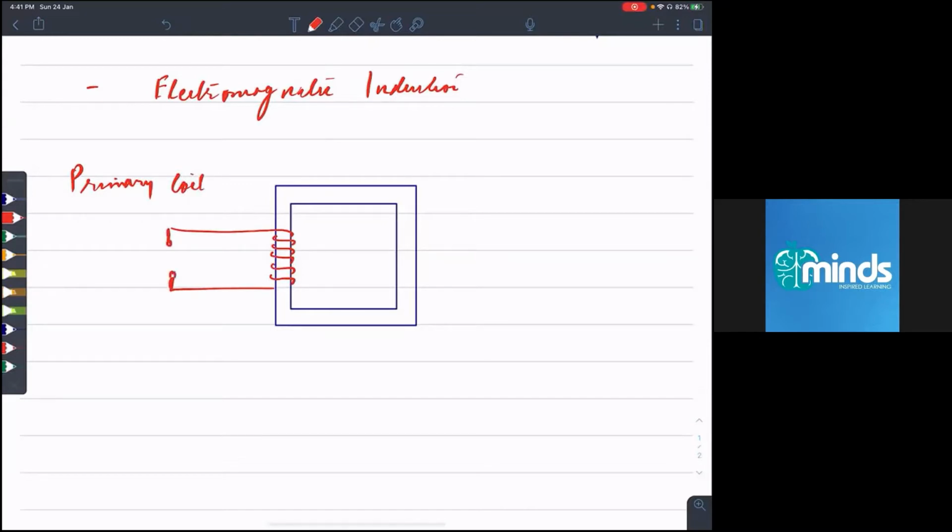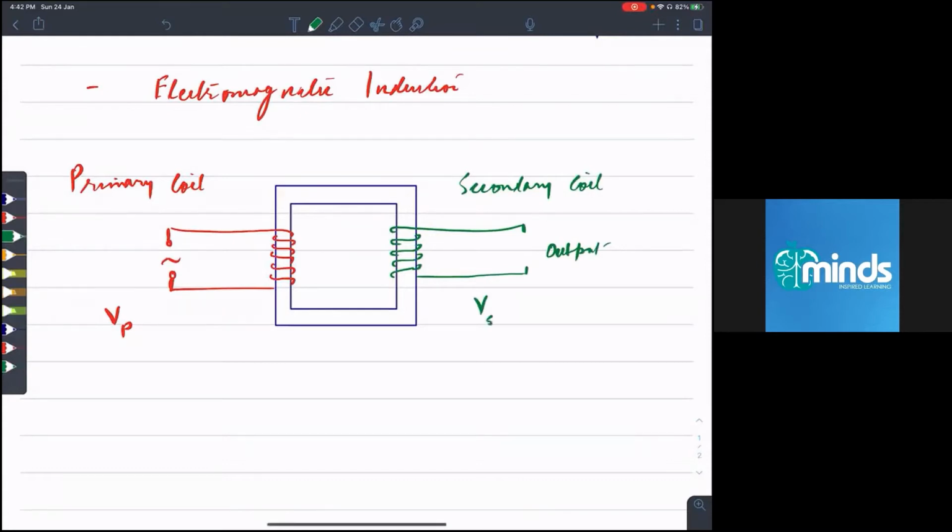That input is alternating, right? That voltage is called VP. VP means voltage provided at the primary coil. We take another piece of wire and make a winding here, something like this. And there is no battery. Here we will collect the output. This coil is called the secondary coil, and the voltage which is being produced here is known as Vs.